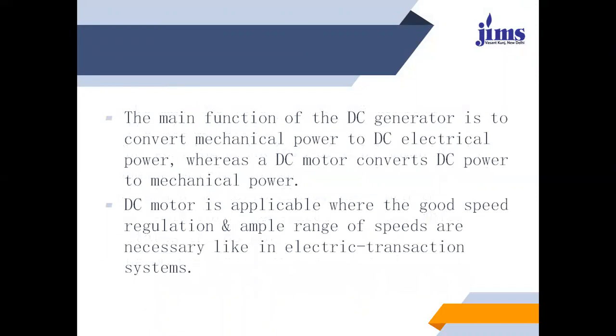The main function of the DC generator is to convert mechanical power to DC electrical power, whereas a DC motor converts DC power to mechanical power. A DC motor is applicable where good speed regulation and an ample range of speeds are necessary, like in electrical traction systems or railways, or for transporting heavy loads from one location to another within an organization. So this type of DC motor is applicable where heavy loading applications are required.